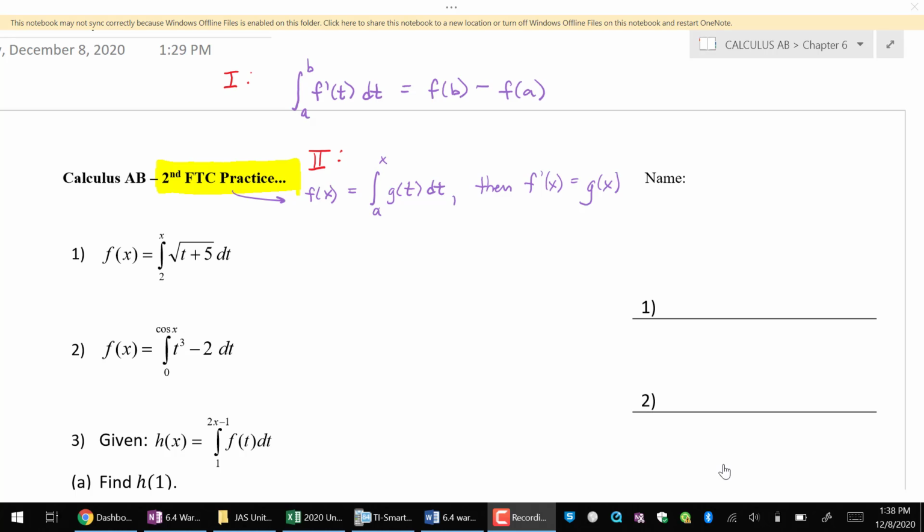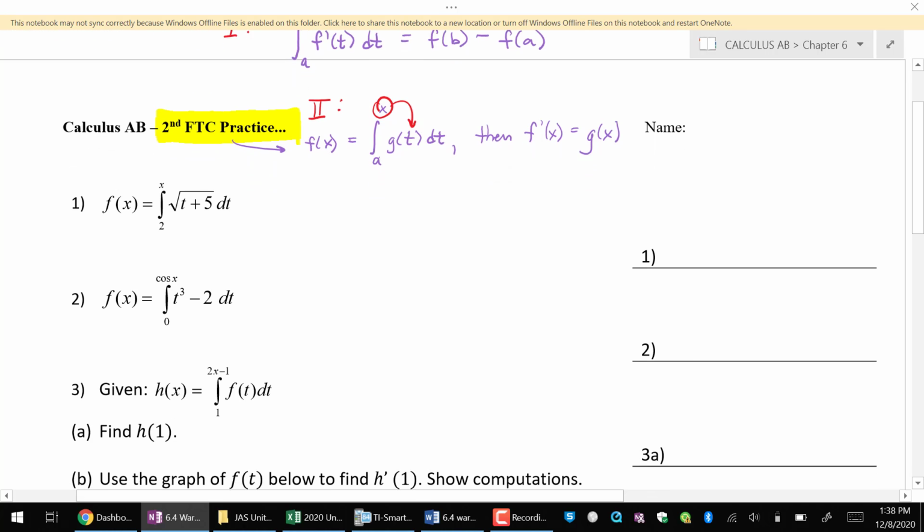But part 2 says that the second FTC provides us with a way to find the derivative of an integral defined function. So if my function is defined as an integral from a to x, then the derivative would basically be found by taking my upper bound and just placing it into the variable that you see in the integrand. So that's the second FTC.